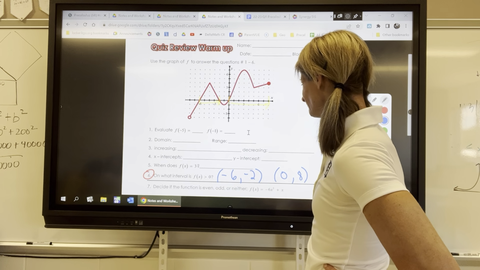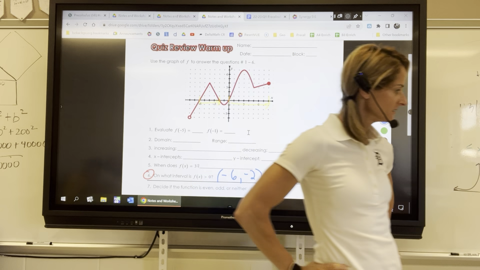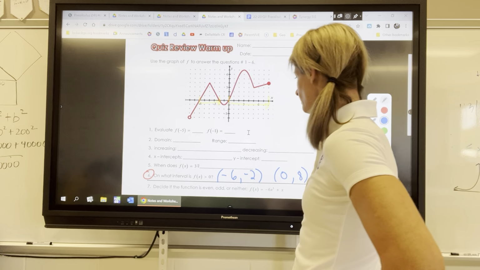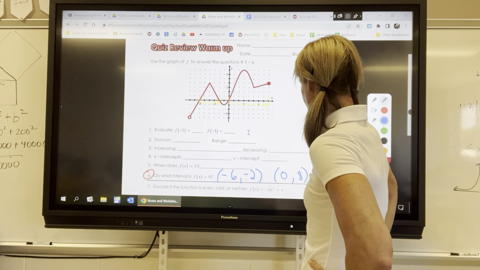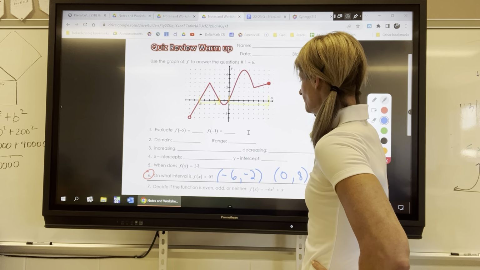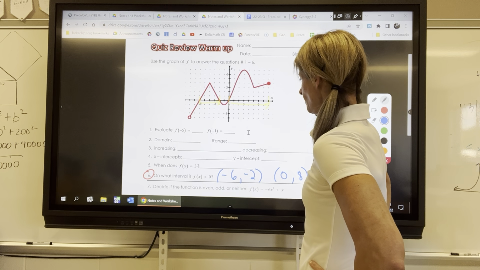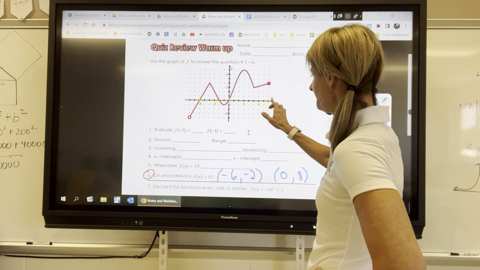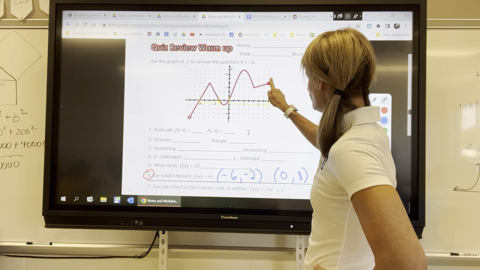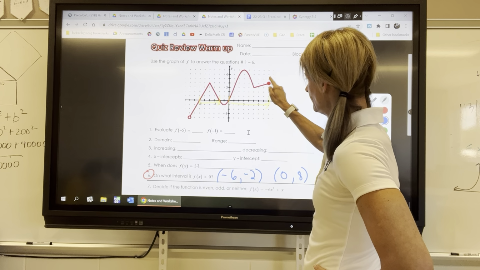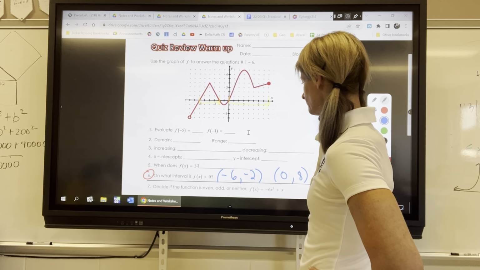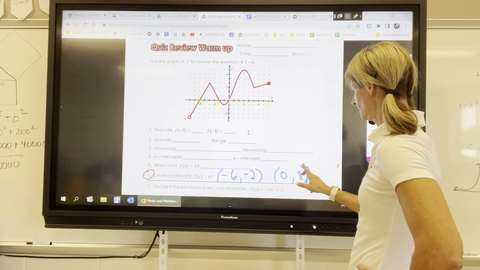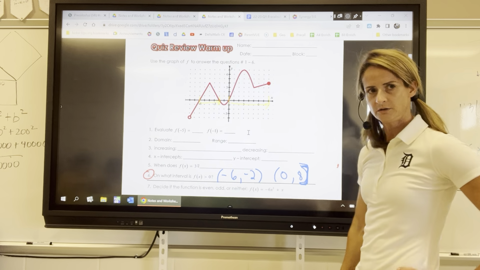You know what? I'm thinking twice about that 8. Because the y value at 8 is greater than 0. So technically we can include that value because at that point it is on the graph and that value is above 0. Let's include it. I wrote it down.